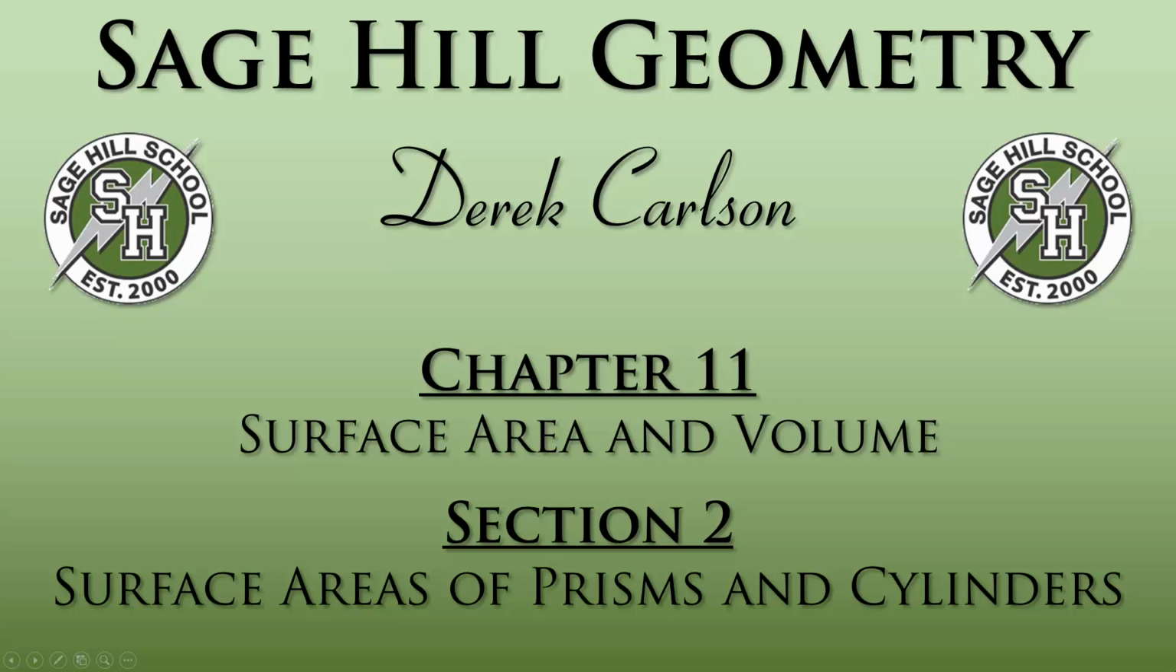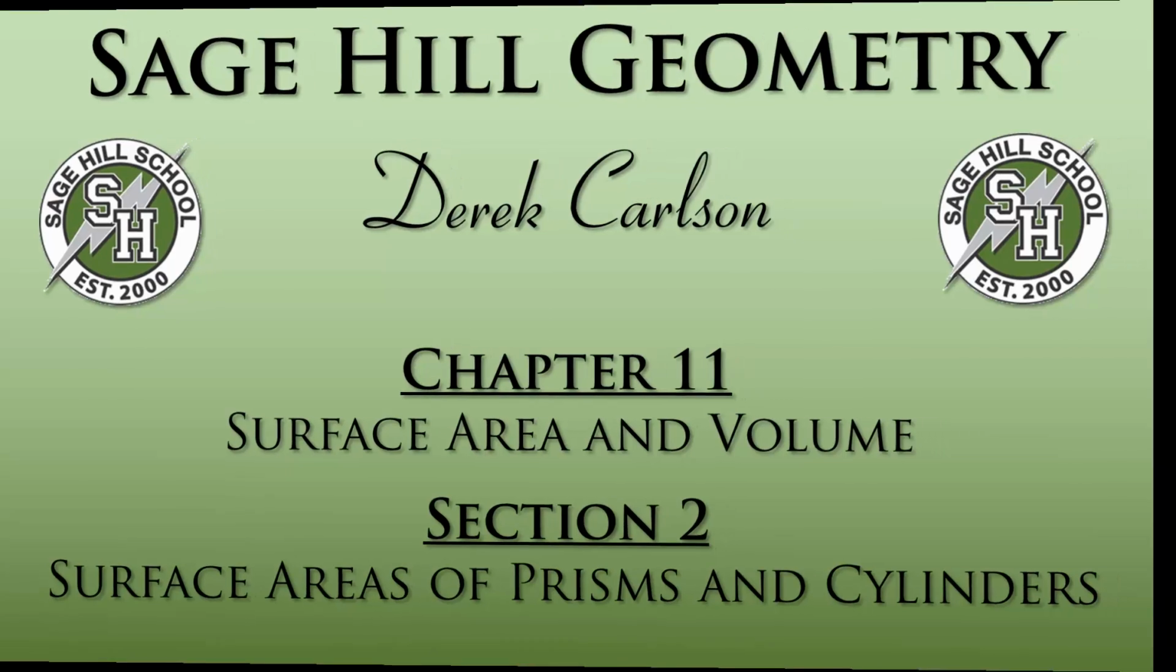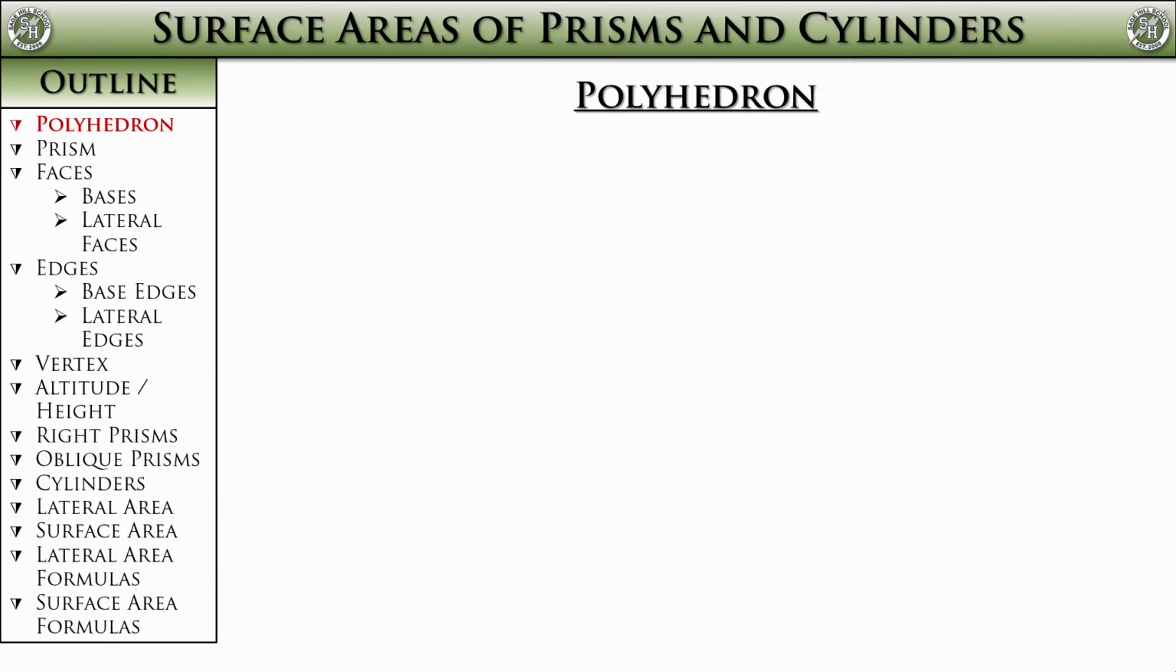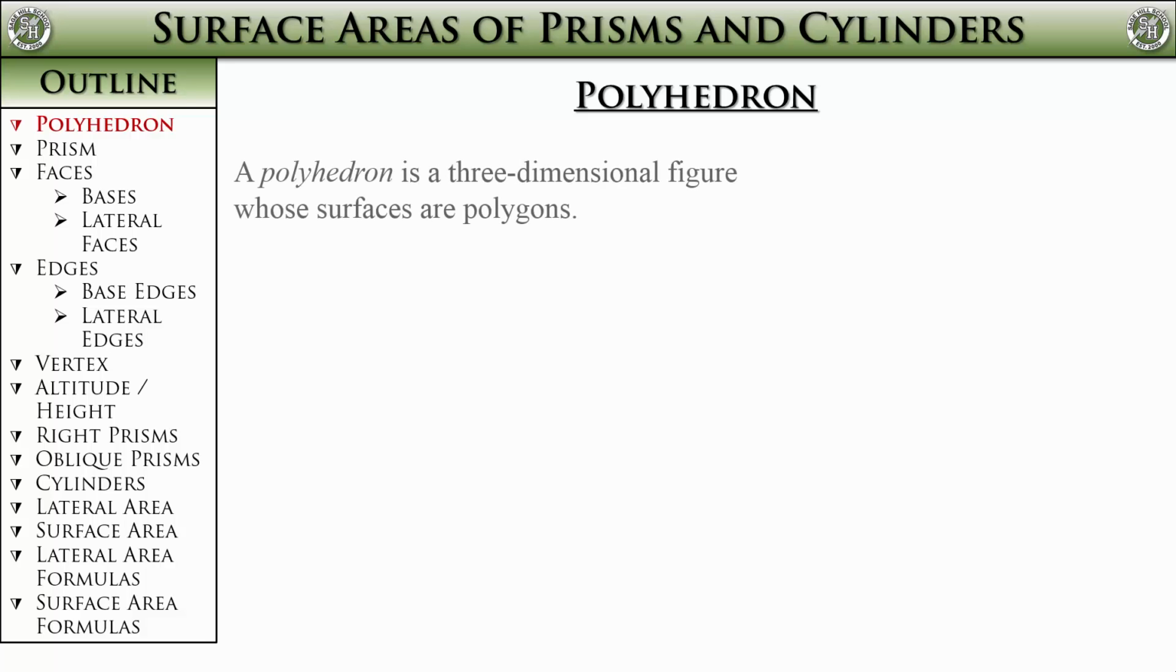In this chapter we are dealing with three-dimensional shapes, so we need to start off with some vocabulary related to three-dimensional shapes. First is a polyhedron. Now we won't be dealing with polyhedrons, but it is here to set up the definition for a prism, which we will be using. Officially, a polyhedron is a three-dimensional figure whose surfaces are polygons.